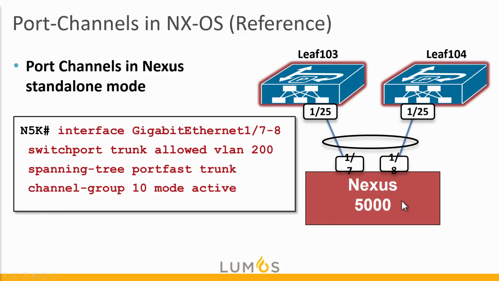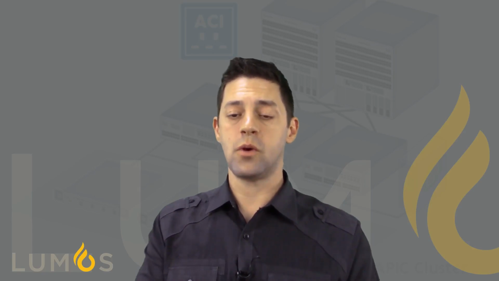So 2 leaf switches, leaf 103 and 104, instead of a 5K pictured here, going down to a single fabric interconnect A, and then leaf 103 and 104 from 2 other interfaces, maybe E126 and E126, going down to fabric interconnect B. That's what we would still do.